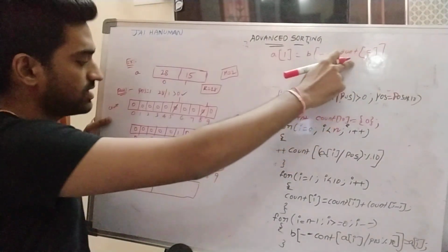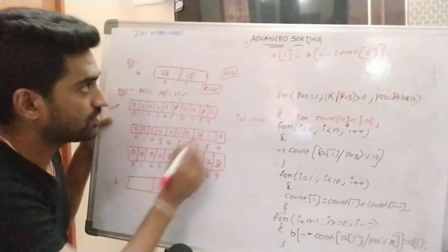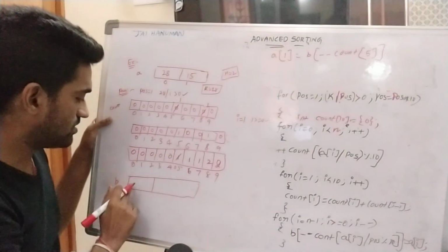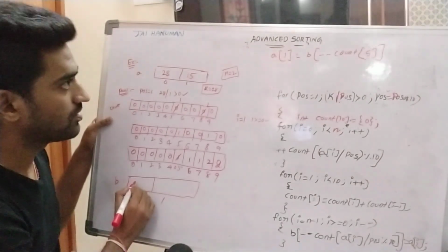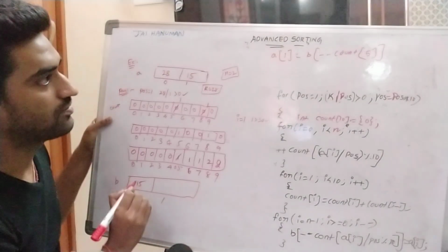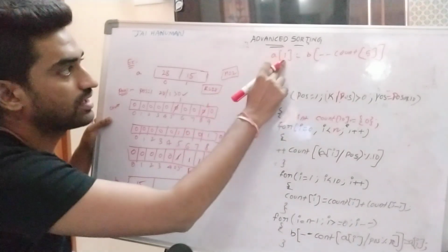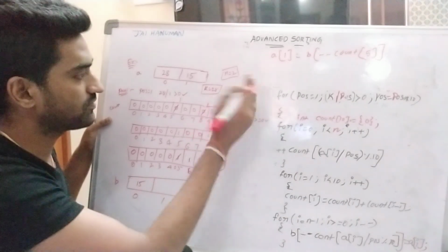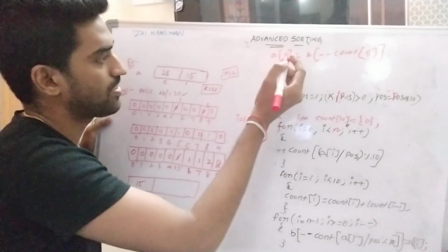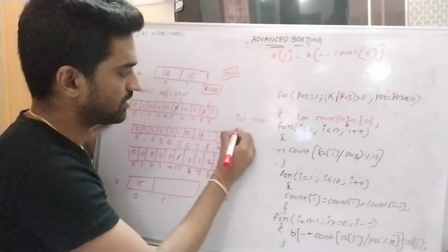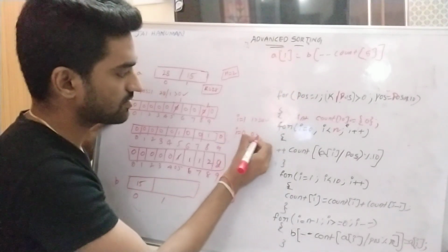So go to the 5th index, decremented by 1. So at the 0th position, we can store 15. So we can store A of 1, that is 15, right? After completion of this, I is decremented by 1. Now the I value becomes 0, and 0 is greater than or equal to 0.